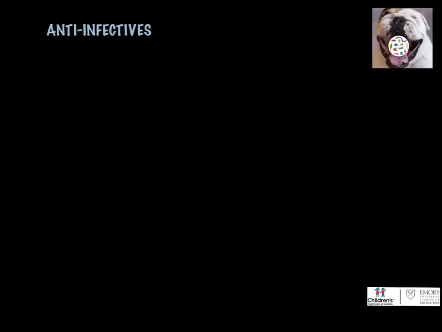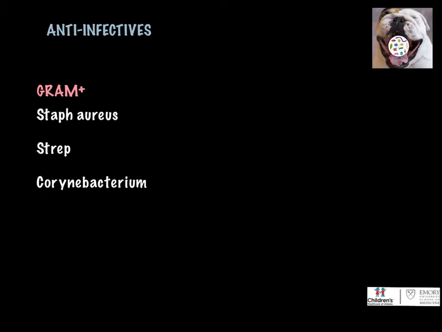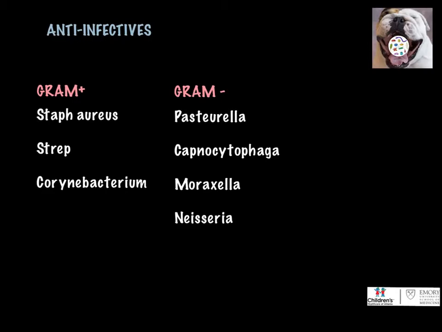So how do we prevent infection from a bite? Although there is evidence out there that these wounds do not necessarily need antibiotics to prevent infection, a lot of people still give antibiotics, and the Red Book still does recommend giving antibiotic prophylaxis. So what bacteria would you be worried about? For dogs, cats, or mammals, you would worry about Staph aureus, strep, Corynebacterium, Pasteurella, Capnocytophaga, Moraxella, Neisseria, and anaerobes.